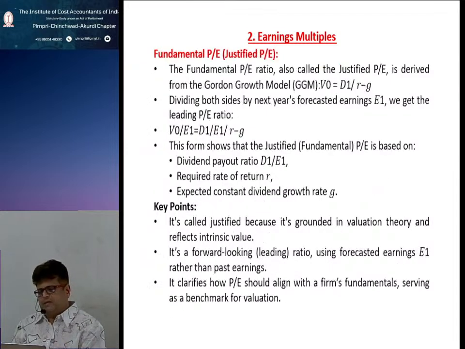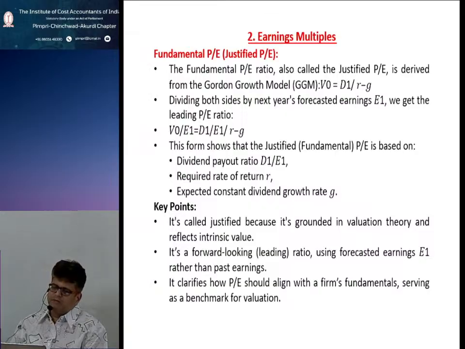There is then another PE which is called fundamental PE or justified PE. The fundamental PE, also called justified PE, is derived from the Gordon growth model, that is GGM, where V0 is equal to D1 divided by R minus G. Dividing both sides by the next year's forecasted earnings E1, one gets the leading PE ratio. So V0 divided by E1 is equal to D1 divided by E1, divided by R minus G.